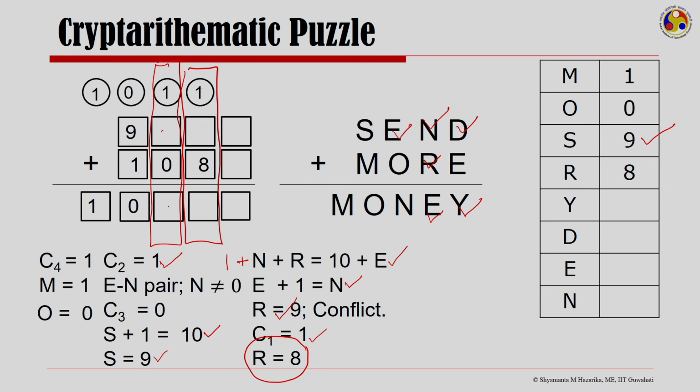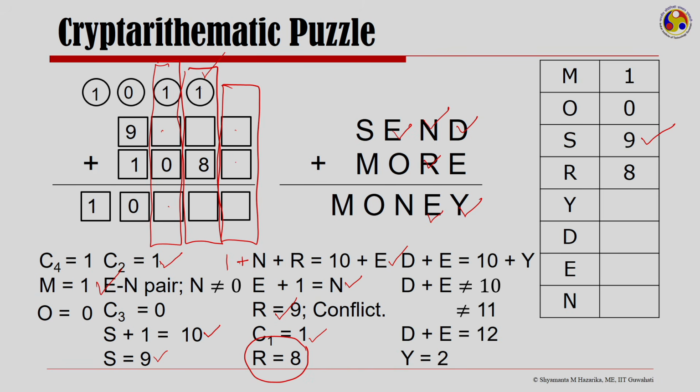Now, it is interesting to note that I have a relation between E and N already there as a pair, but my last column also makes it clear that there is a relation between D and E. The only thing that I must realize is that the Y that I have is actually the relationship that D plus E is equal to 10 plus Y, because I have a carry of 1 here. So, once we look at this, I know that D plus E is 10 plus Y, but we know that Y cannot be 0, because 0 is already taken by O here.